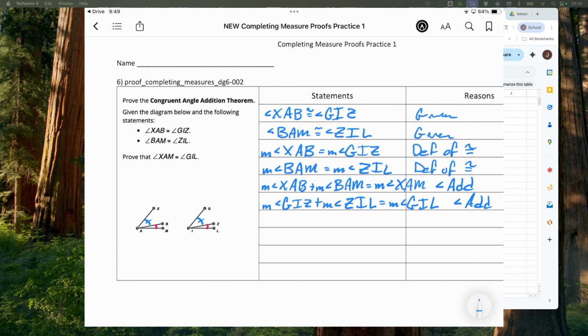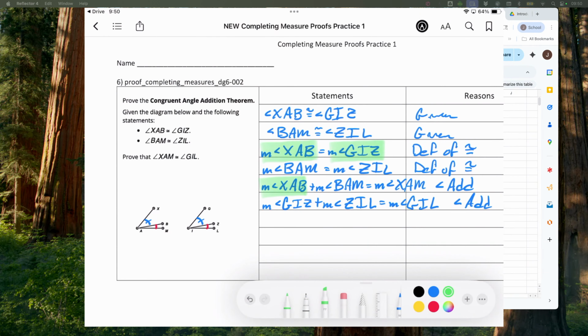Now, similar to the last one, we want to prove that this one is congruent to this one. So what we need to do is do substitution on the left to create a statement that matches, to change one of those statements to make it match the other. And so what we're going to do is, let's just pick XAB. We're going to replace XAB with GIZ. That will make it match the line below.